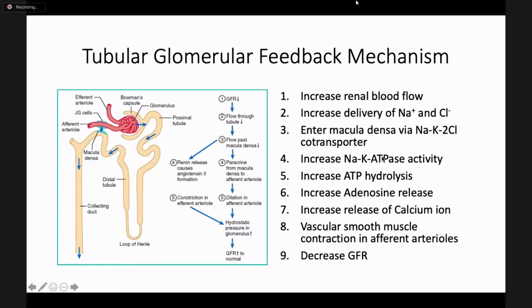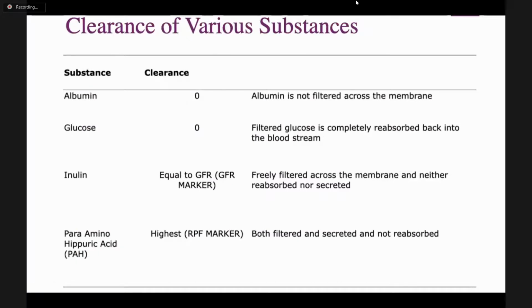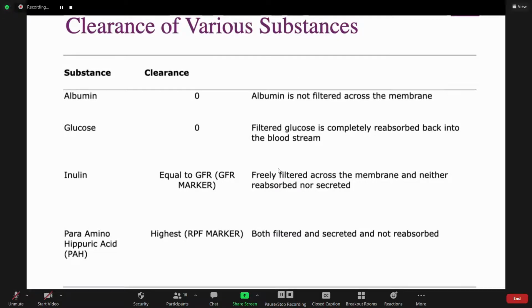Okay, now we move to clearance. So far so good? Now I have finished with renal blood flow and GFR. I'm moving to renal clearance. So far so good? Yes. Okay, good. All right.